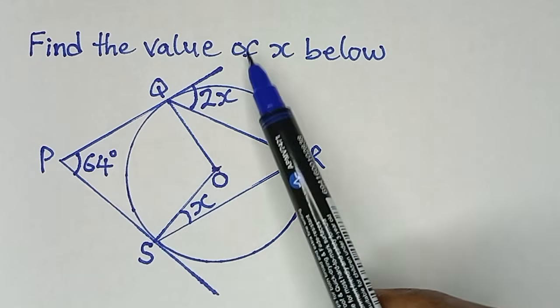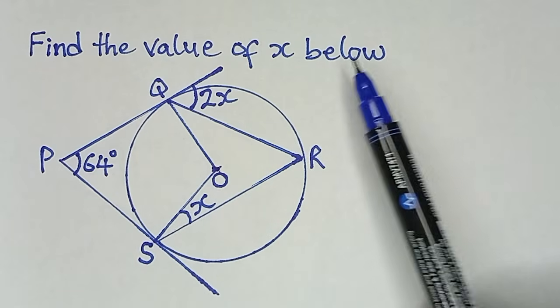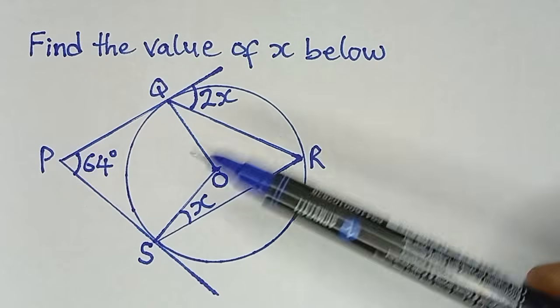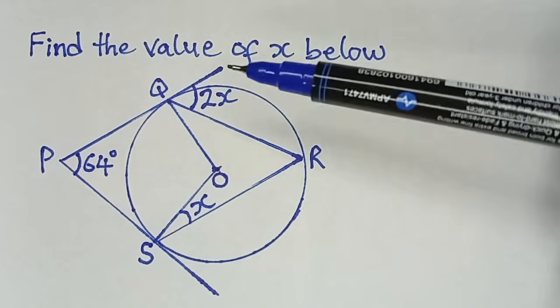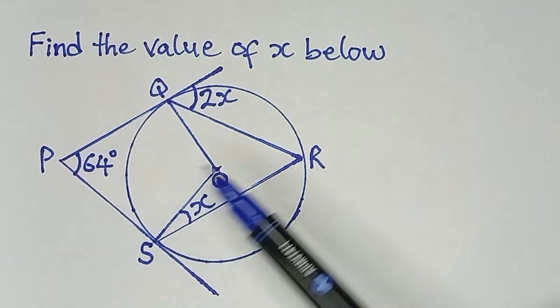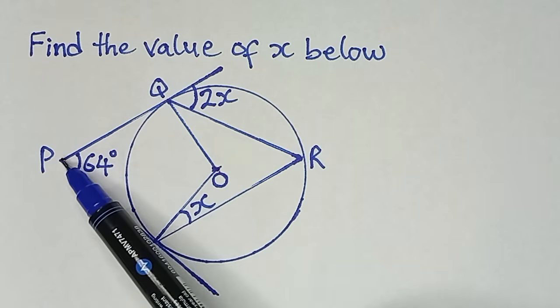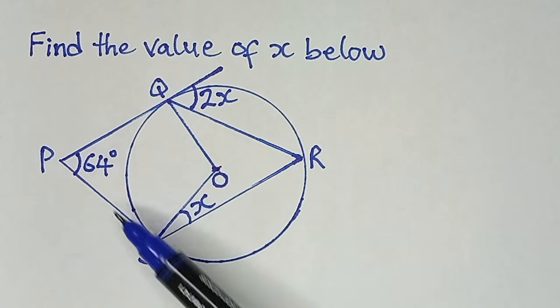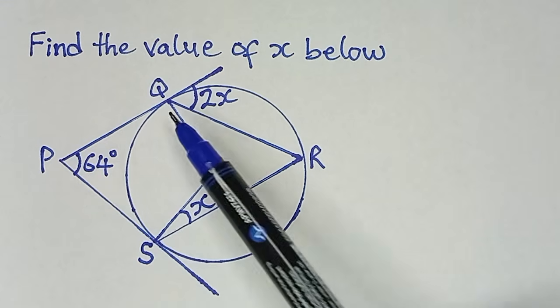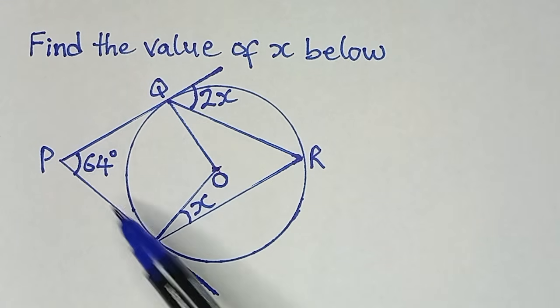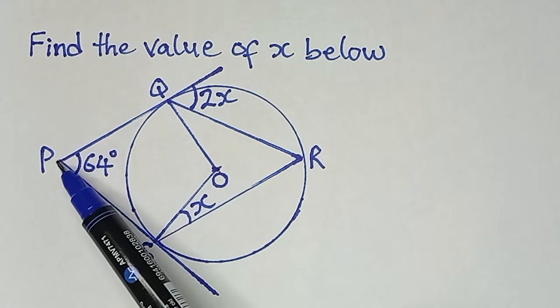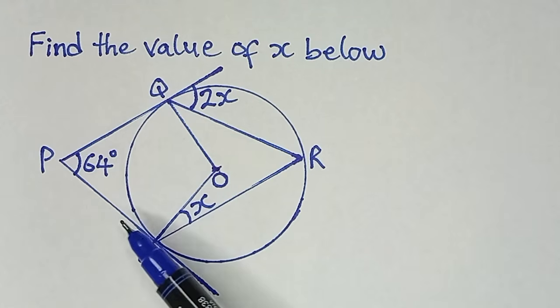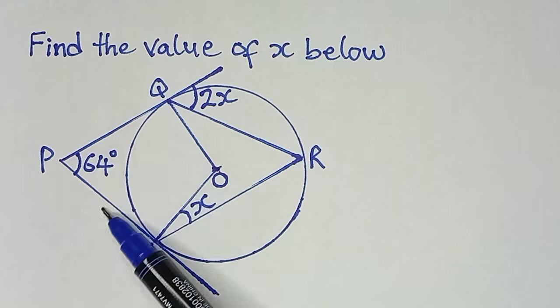Find the value of x below. Now, for us to find the value of x, let's look at some certain theorems here. This is a tangent PQ. This is a tangent PS. Now, tangents that come from the same point, or that meet at the same point, are equal. So these two lines are equal.